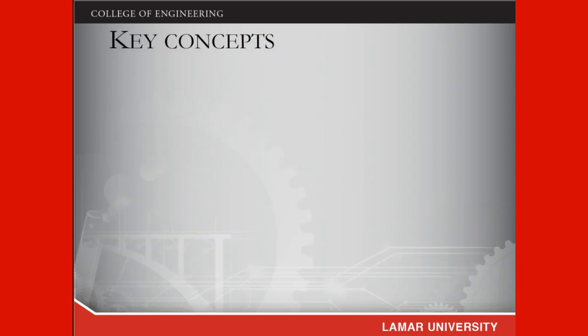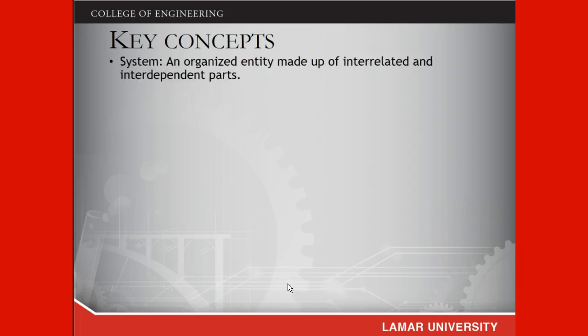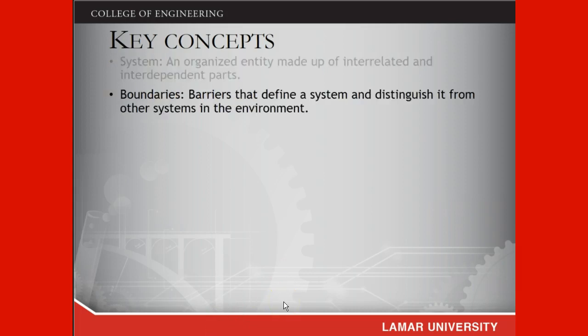Some key concepts. Some of the key concepts that you will find in the literature of systems are the following. System: an organized entity made up of interrelated and interdependent parts. Boundaries: barriers that define a system and distinguish it from other systems in the environment.